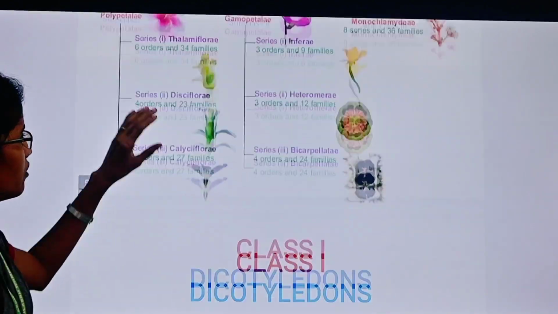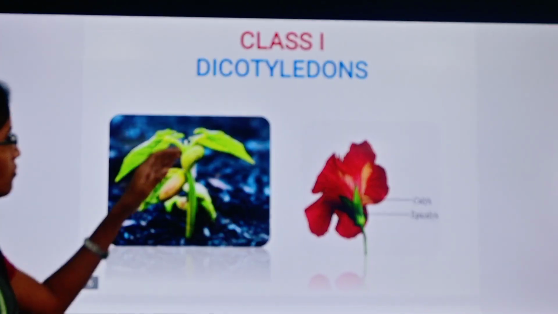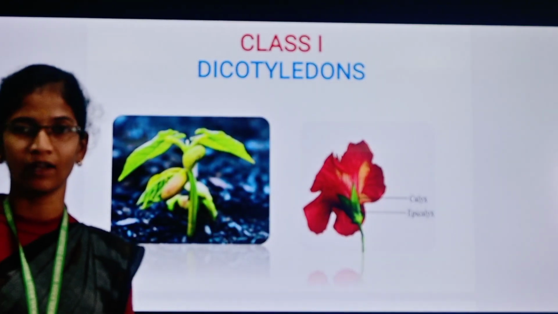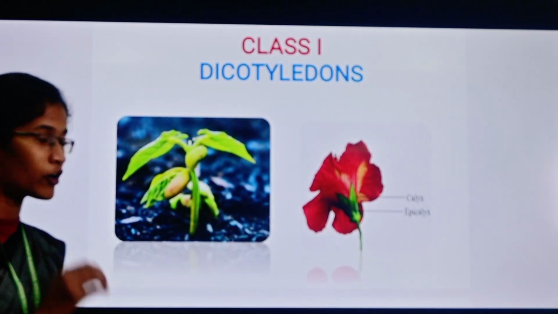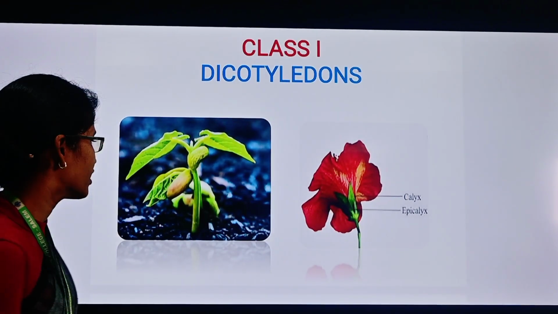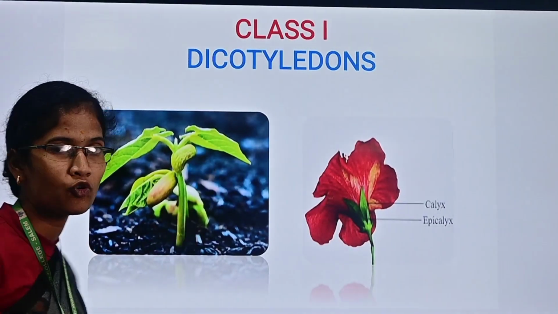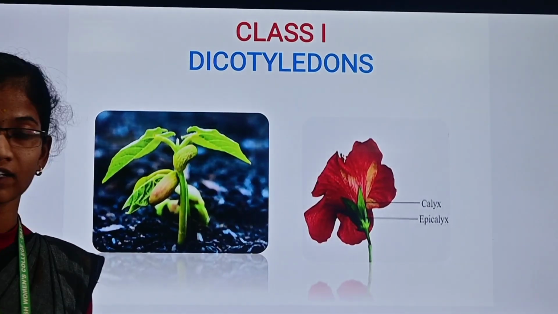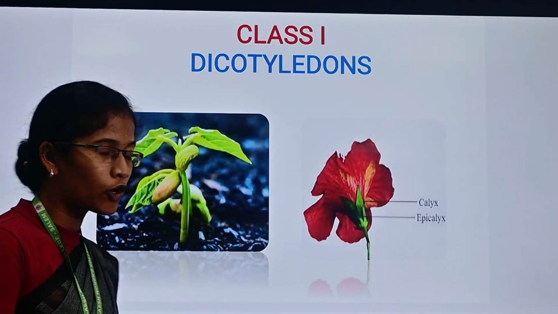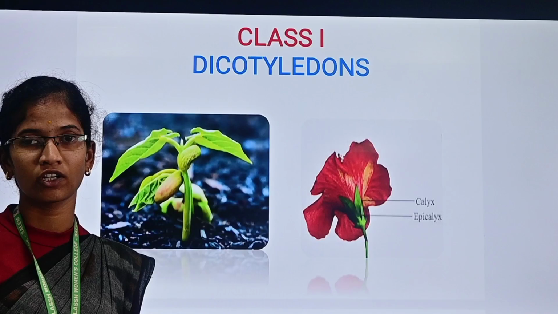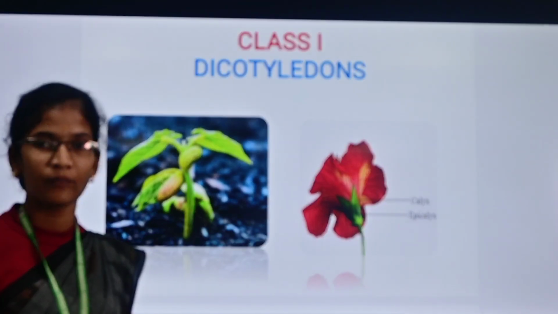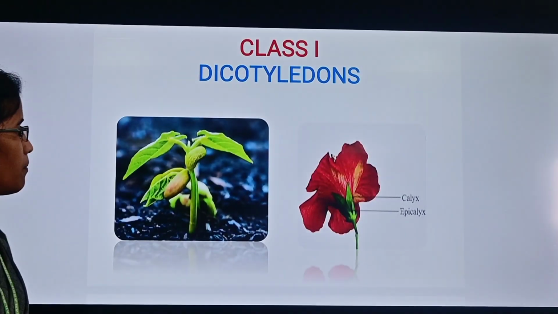Next slide. Class 1, Dicotyledonae. What is Dicotyledonae? Dicotyledonae consists of 2 cotyledons. The characteristic features are reticulate venation, a taproot system, and flowers that may be tetramerous or pentamerous. Next slide.